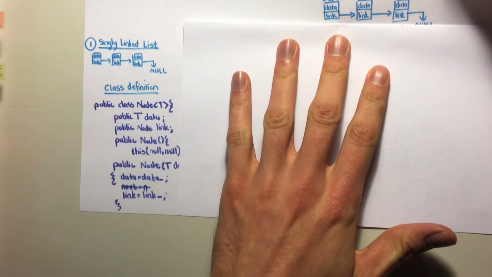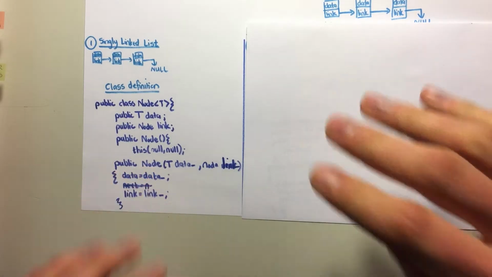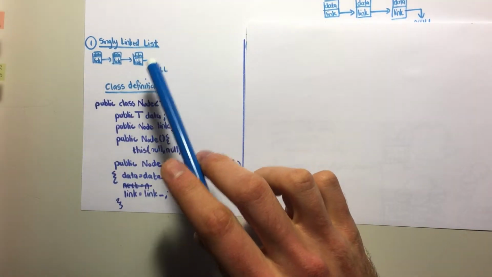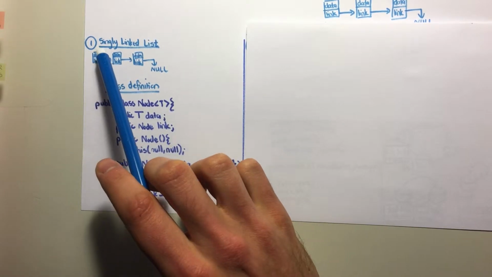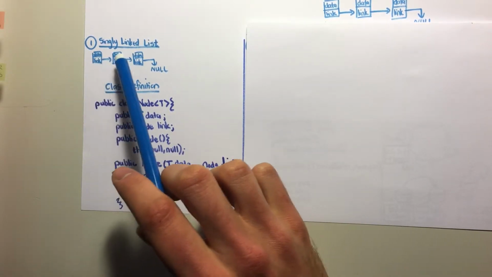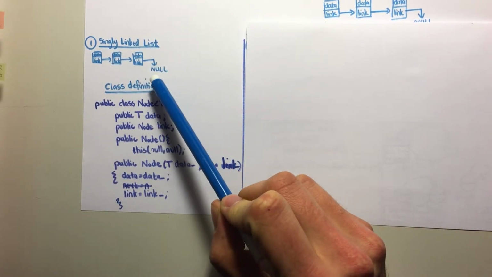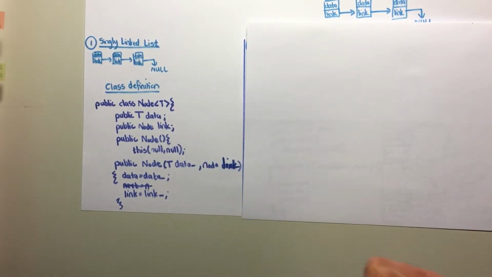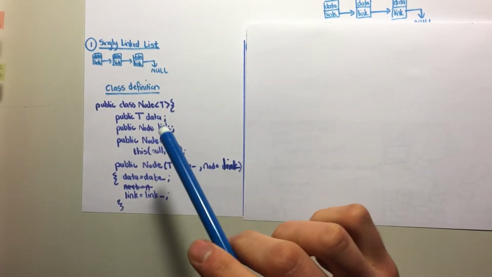Let's move this up. Okay, so a singly linked list. A singly linked list is a linked list in which there is one data item and one link to the next data item in only one direction. The last link is always null because it has nowhere to point to. So let's quickly look at a class definition of this, then you'll see what I mean by these links.